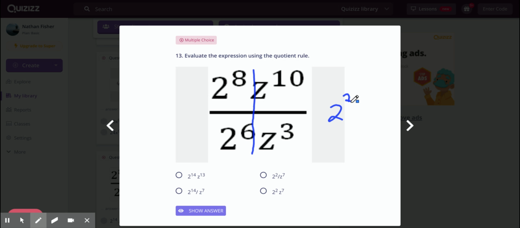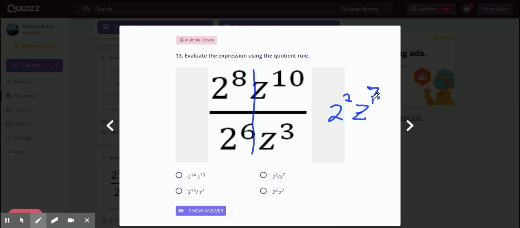And then after that, I move to the right, to my next column. So I'm going to have z's, and I'm going to subtract those exponents. 10 minus 3 is 7. So I'm going to have z to the 7th power.